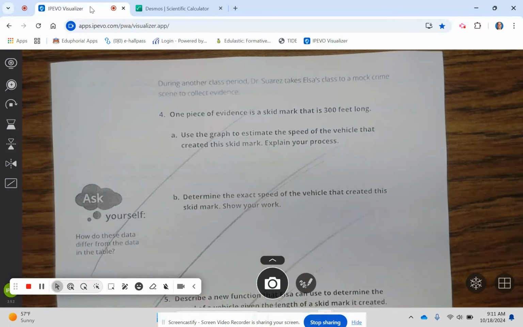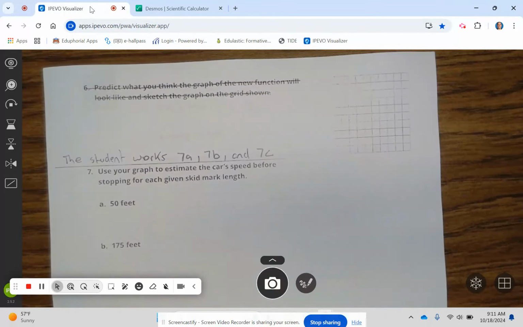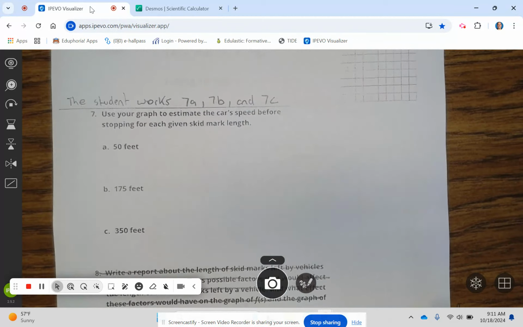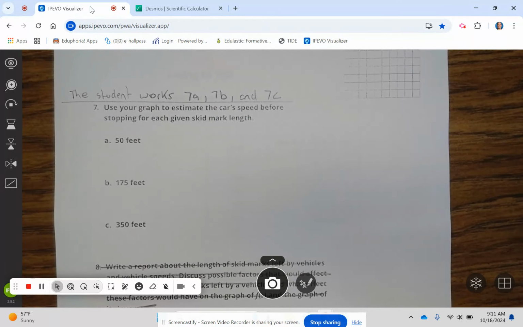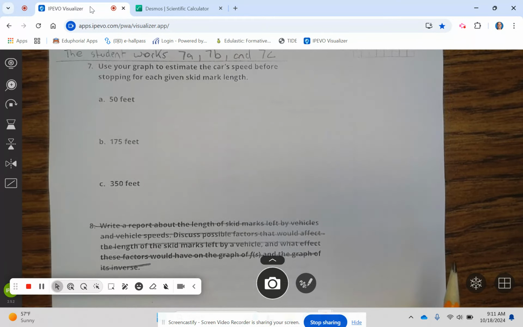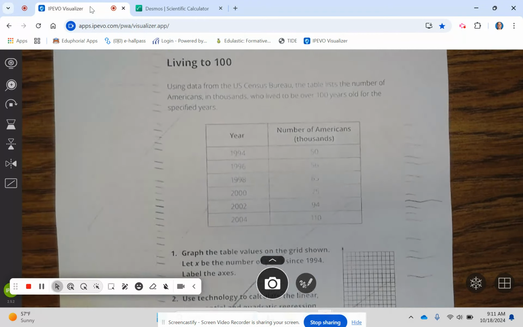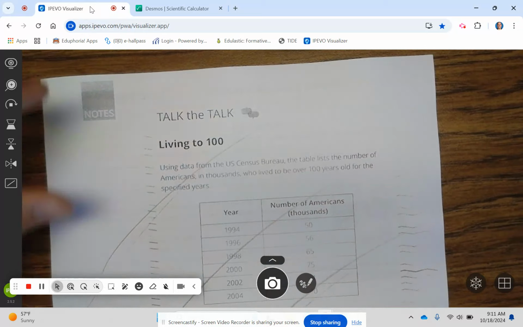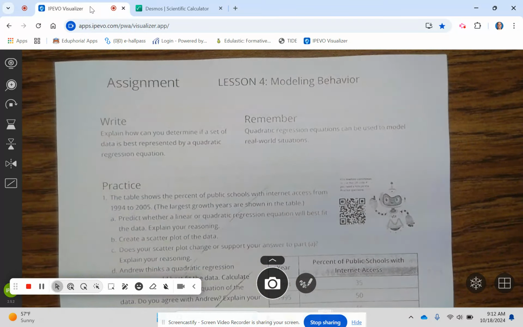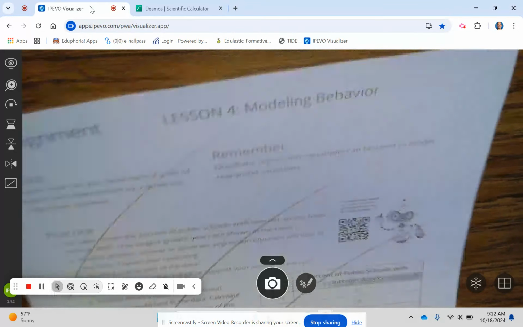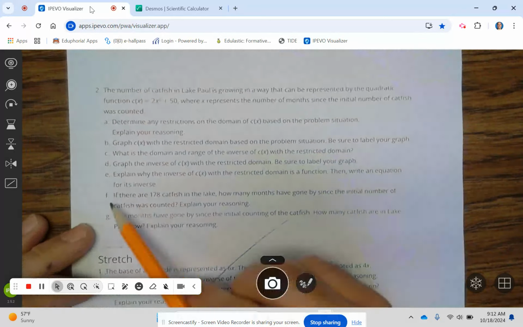Go ahead and mark this page out. The student works 7A, 7B, and 7C. All right, let's take a look at the next page. Mark this out. Mark this page out. Mark this page out.